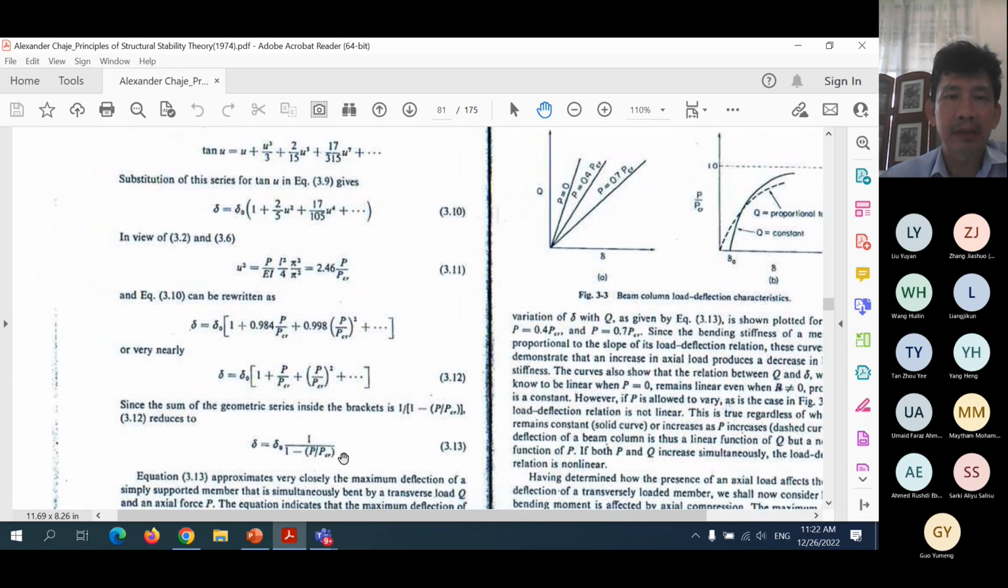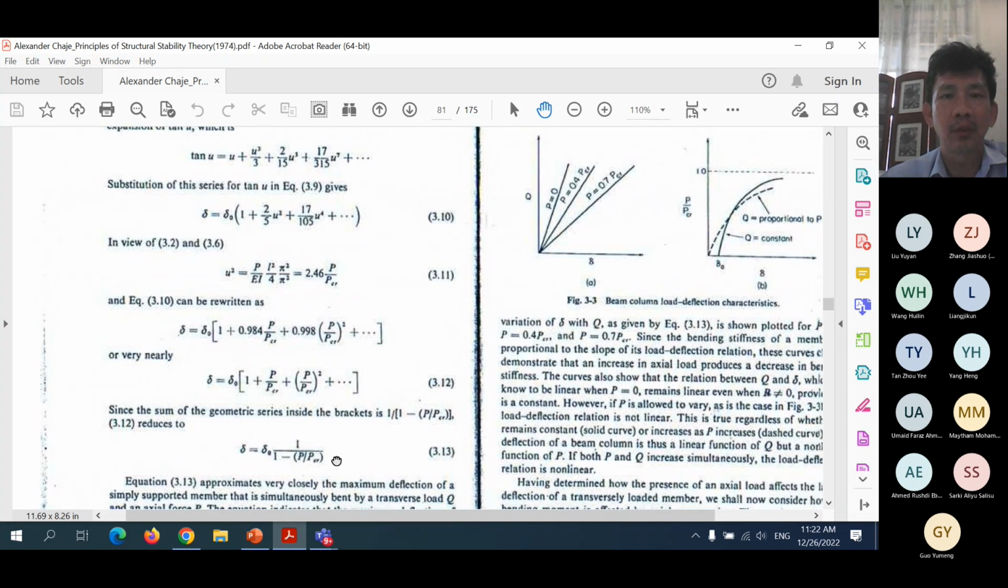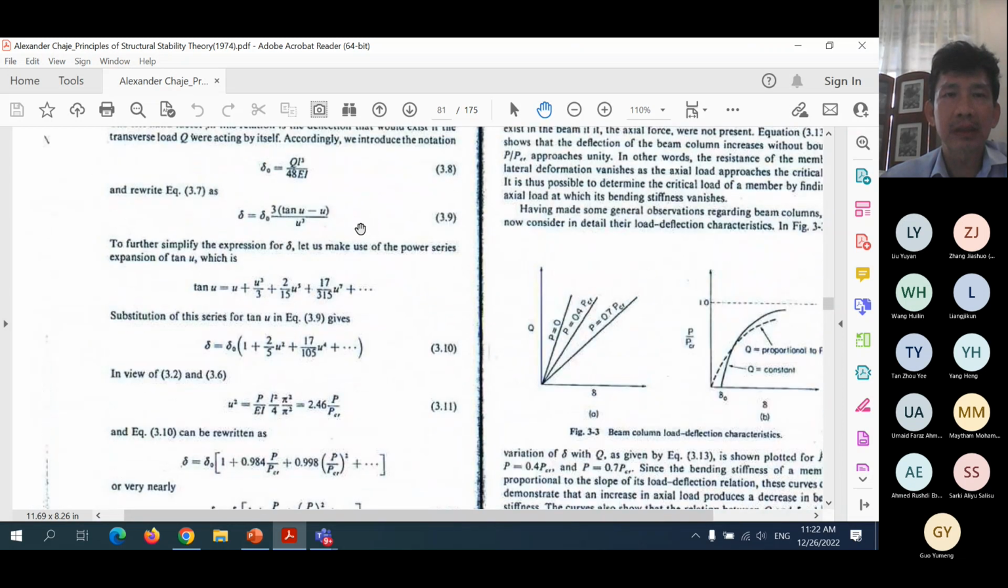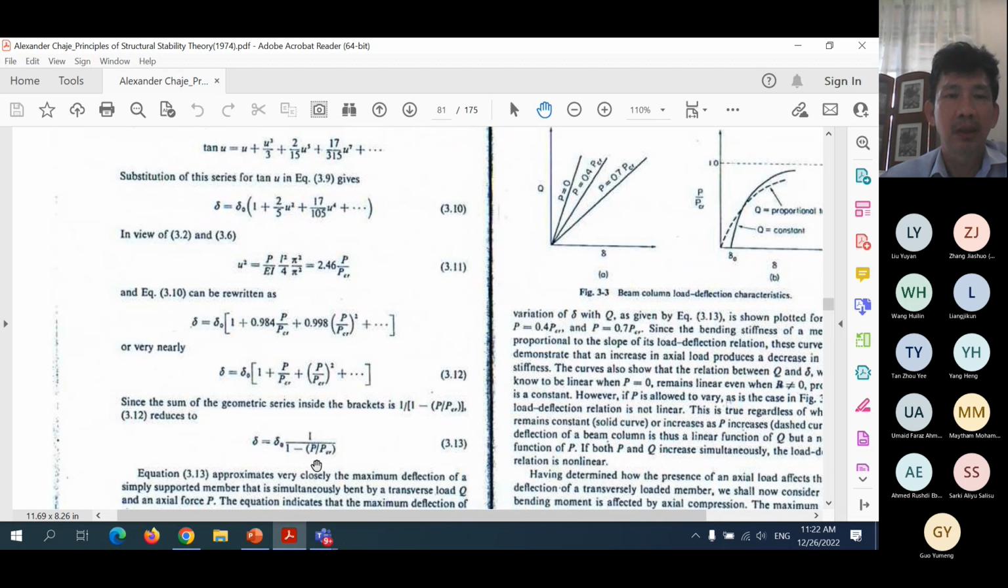So if we compare 3.13 with 3.9 here, what we cannot see immediately from here, we can see immediately here: when P is increasing, what is the effect? When P is increasing, this whole term here will become more than 1.